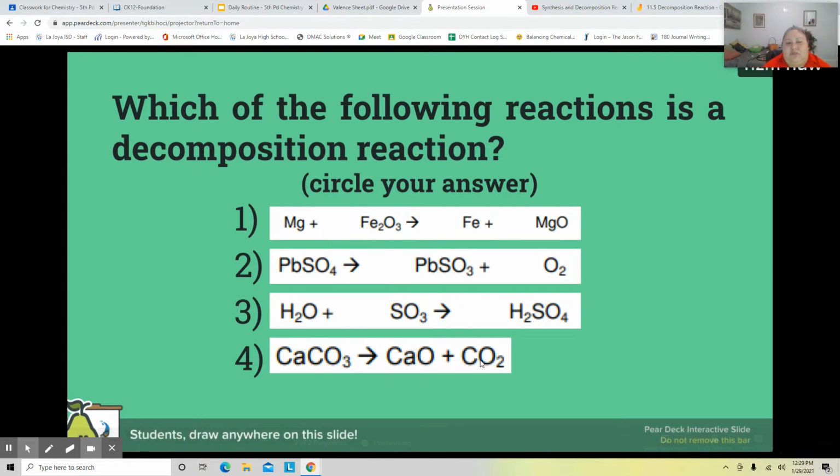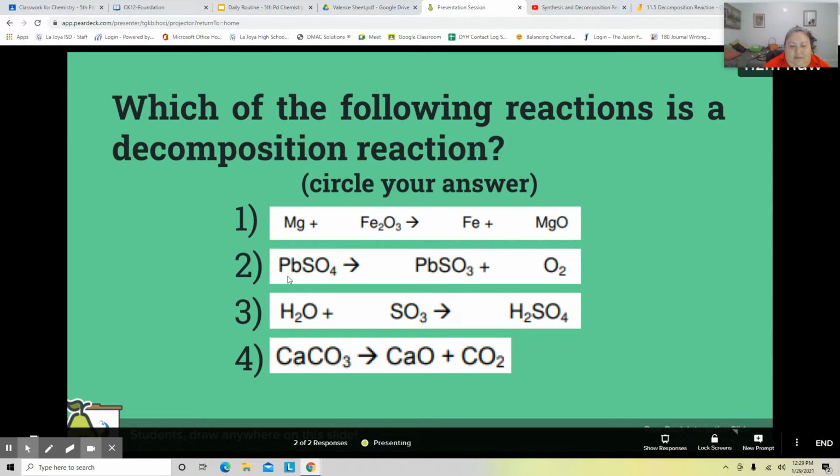Oscar is saying that number 2 is another decomposition reaction. All right, let's check it out. So we have lead 2 sulfate. One reactant is breaking apart into a small compound and an element. Very good, Oscar. You are correct. It used to be lead 2 sulfate. Now it's lead 2 sulfite. One of those oxygens has broken apart and escaped, right? That diatomic oxygen has broken off.